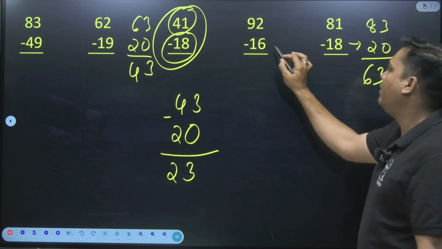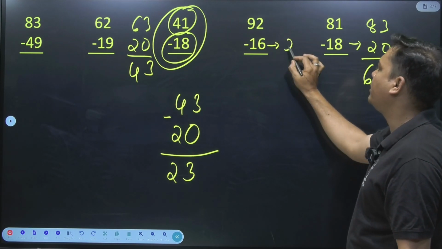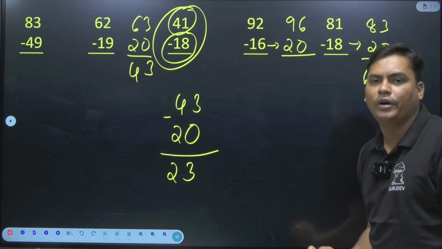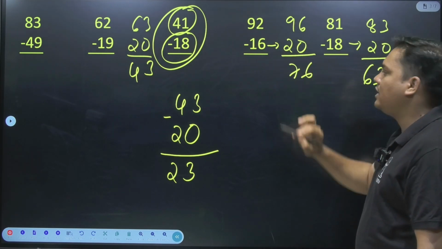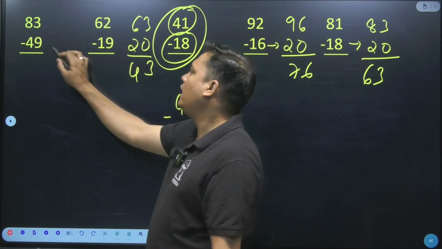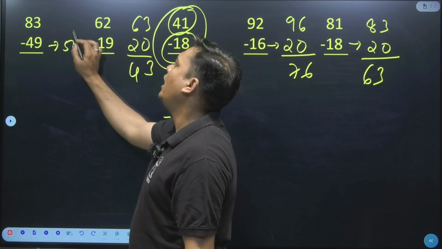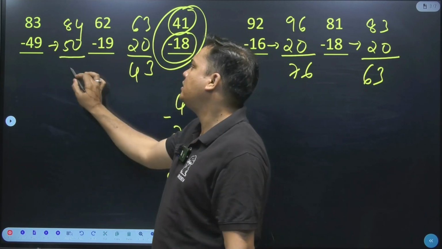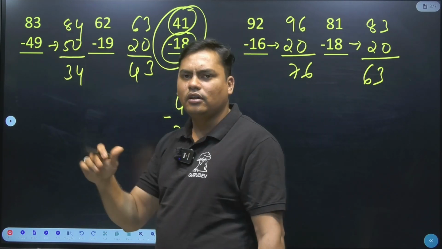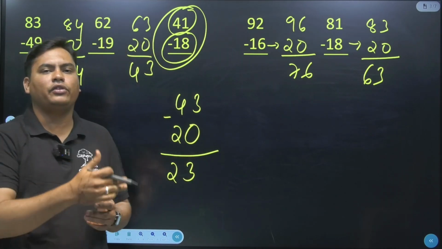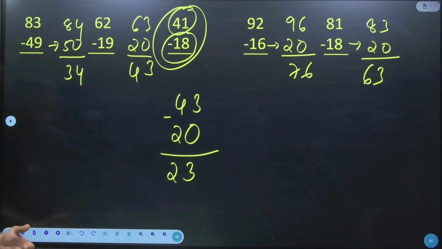In the same way, I am increasing this by 4. That is 20. This will be 96. 96 minus 20 will be how much here? 76 here. In the same way, 83 minus 49. It is nothing but 50 and this is nothing but 84. 84 minus 50 will be how much here? 34 here. Daily practice it. Without using the pen, you can subtract many of the questions here. I think everyone is done with the point here.